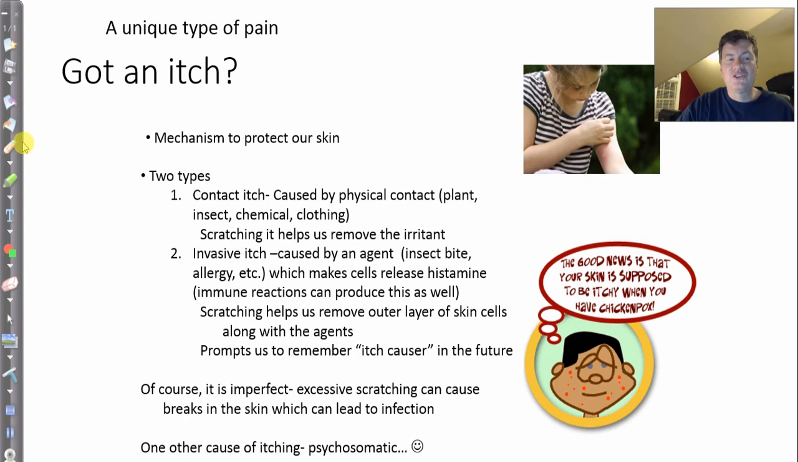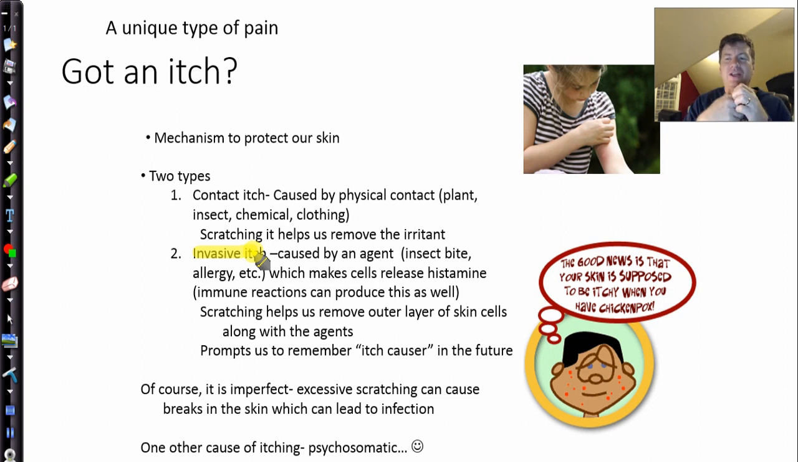You could have an invasive itch where the pain is actually caused by something that's injected an irritant into the skin and your body's making histamine. Histamine is part of an immune response that you're probably aware of if you have allergies, but the scratching may help you remove the outer skin cells along with those agents. If you have an insect bite, you scratch that and that feels better because you're actually getting rid of the histamine at that site. As I have here, it's imperfect, of course, because if you scratch excessively, you can cause breaks in the skin, which of course is going to increase your risk of infection.